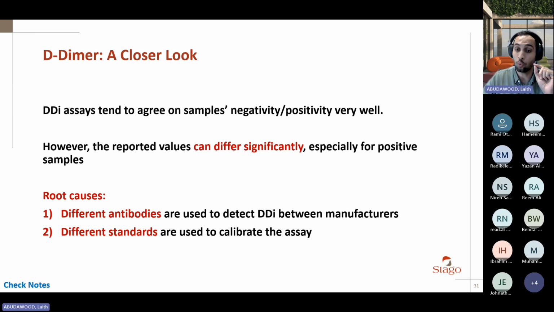Again, the discrepancy is in the quantity, not in if the patient is negative or positive. Usually we agree on negative positive very well from manufacturer to manufacturer. All right, the other root cause is we use different standards to calibrate our assays. There is no international standard or international calibrator for D-dimer. So every manufacturer has to develop and calibrate their own assays and their own standards, which is another reason that causes discrepancies between these assays. So you have two very major root causes that can contribute to these differences.